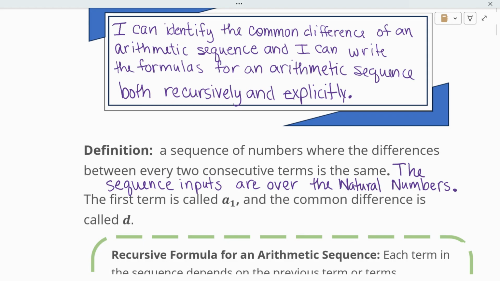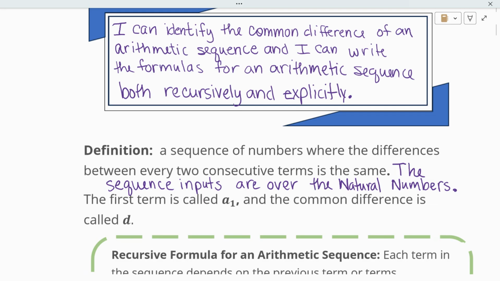So anytime we talk about a sequence, we know that when we input a value for a sequence, our input always has to start with 1, 2, 3, 4, and so on. Okay? Does that make sense? So we don't have to worry about evaluating it for negatives or fractions or decimals or anything like that.